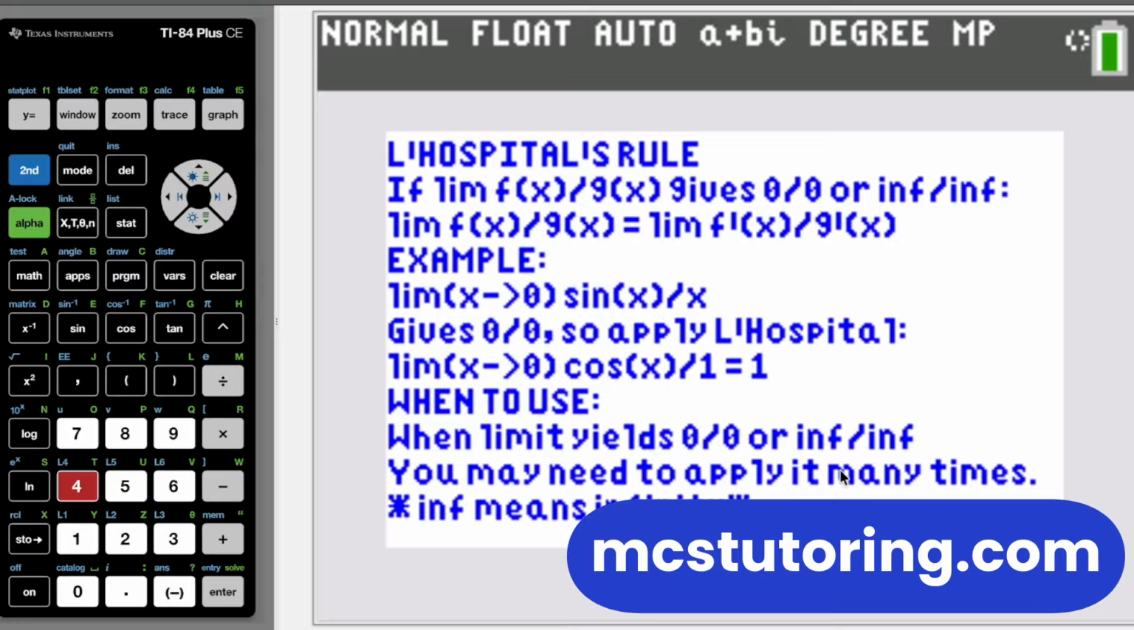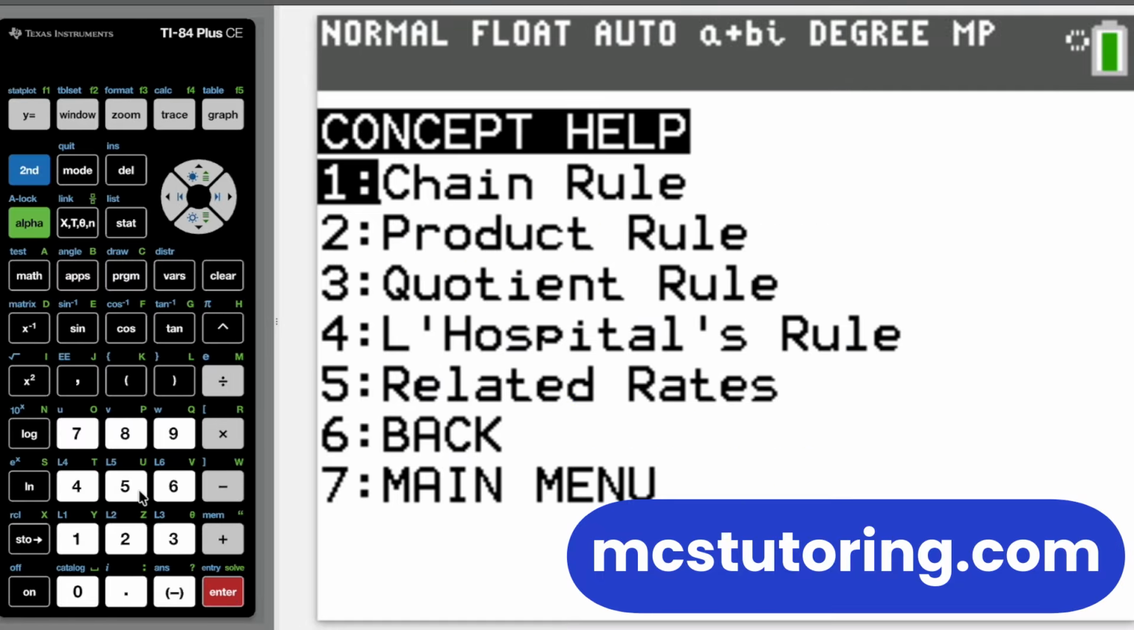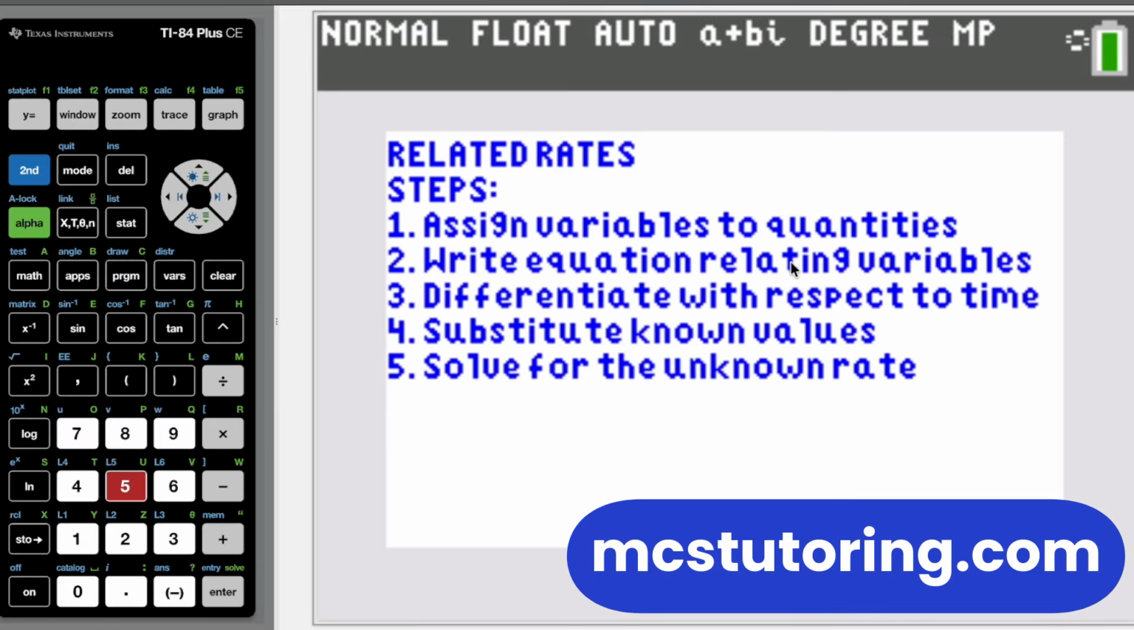You may need to apply it many times. That's more like a Calc 2 thing. And inf means infinity. Then we're going to go to 5 for related rates. Now look, these are the steps to related rates.